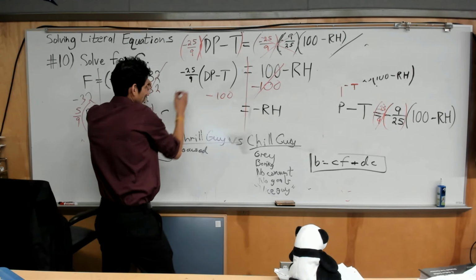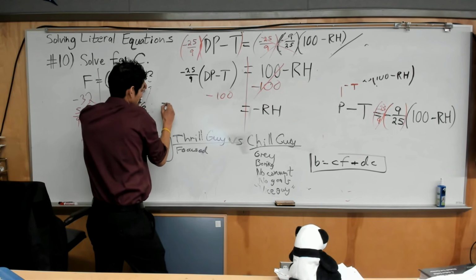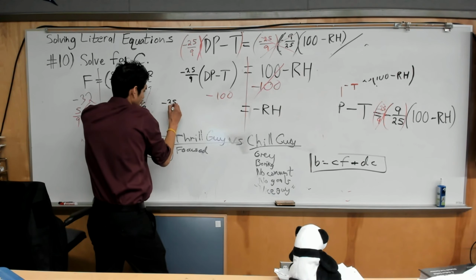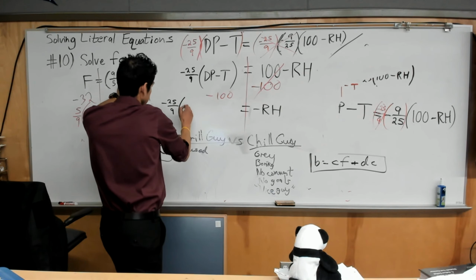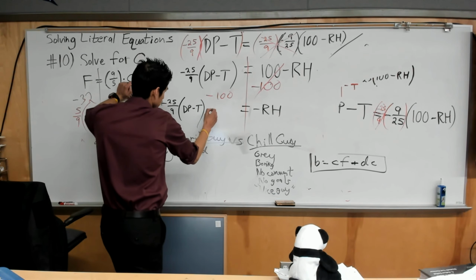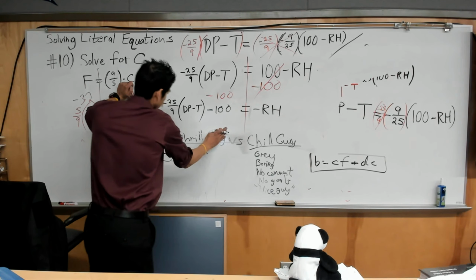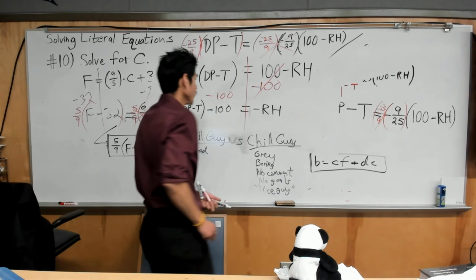Just add that to the tail end. Don't worry about how weird it looks, because who cares about looks, as long as it's all good. So we have negative 25 over 9 times dp minus t, minus 100. All right. And then we just have one more thing to do.